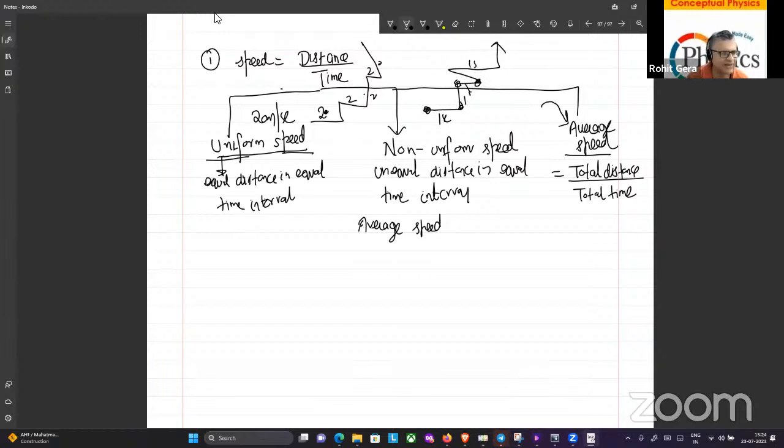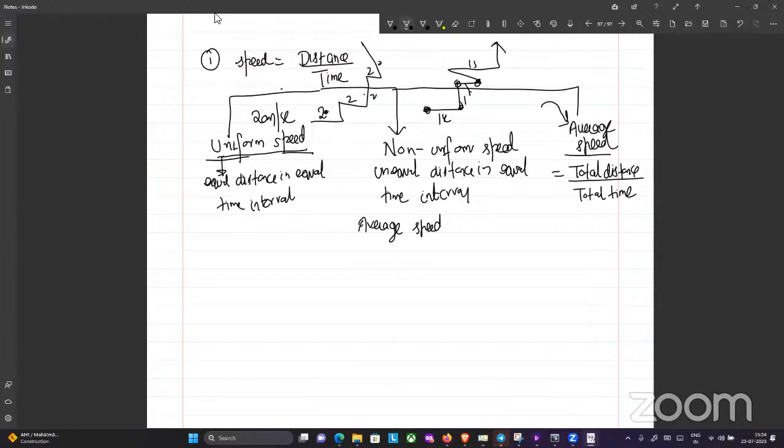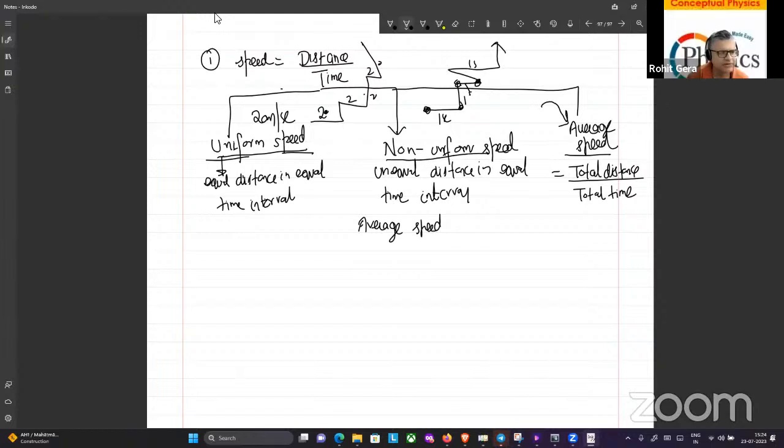So which means you're traveling unequal distances in equal times, right? So that makes you non-uniform. The time given to you is the same, but the distances are different. Let's talk about the most important one, which is the average speed. Right? Let's talk about average speed.